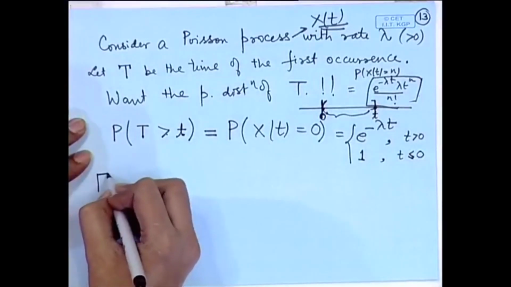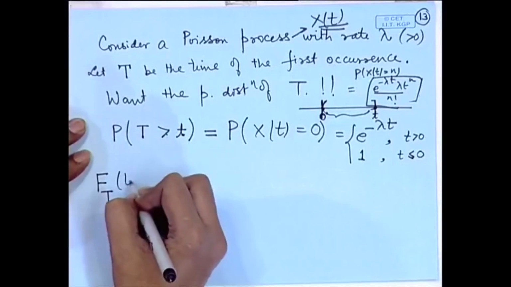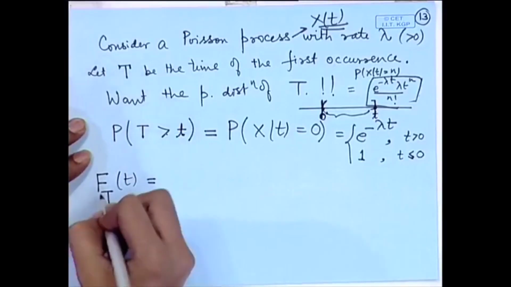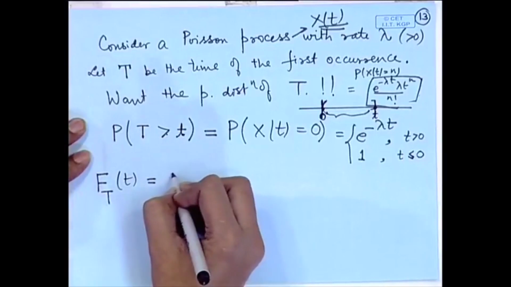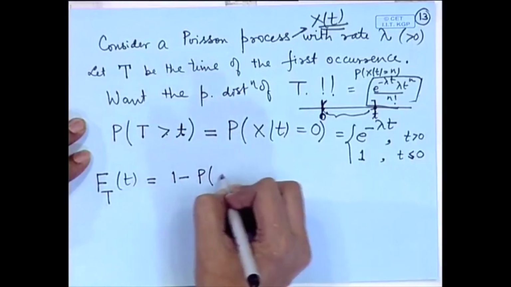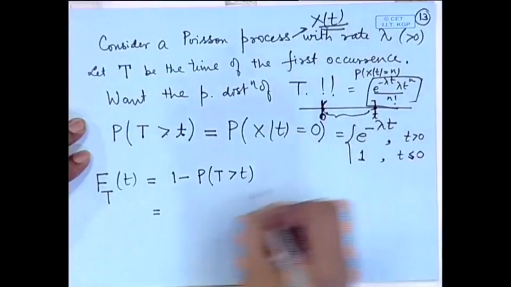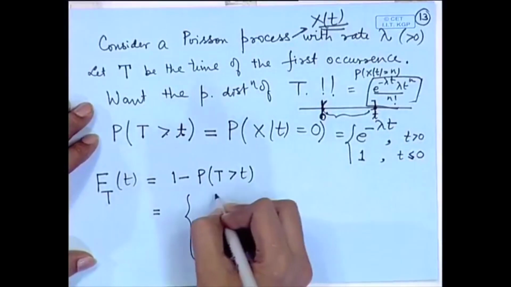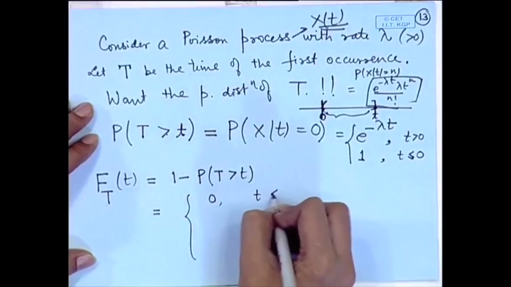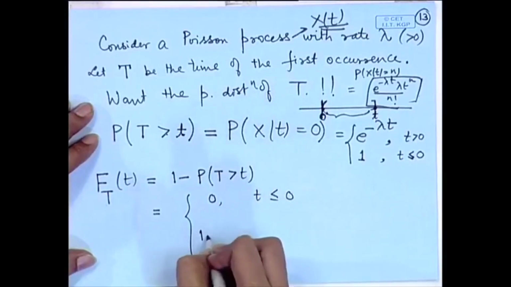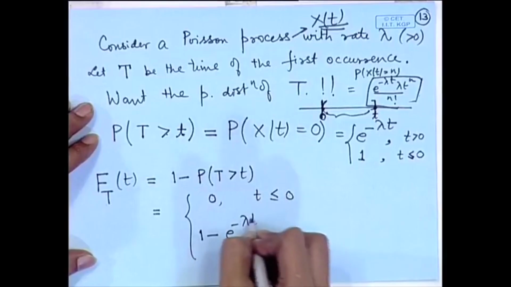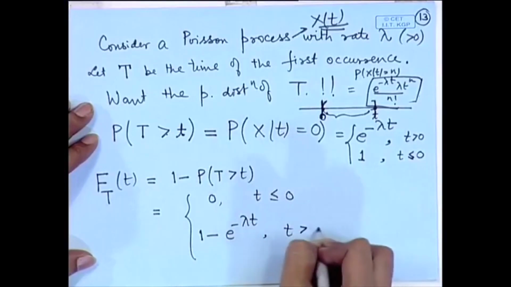So, if we consider the cumulative distribution function of T, that is capital F of t, it is 1 minus the probability of T greater than t. So, from this derivation it is equal to 0 for t less than or equal to 0, and it is 1 minus e to the power minus lambda t for t greater than 0.